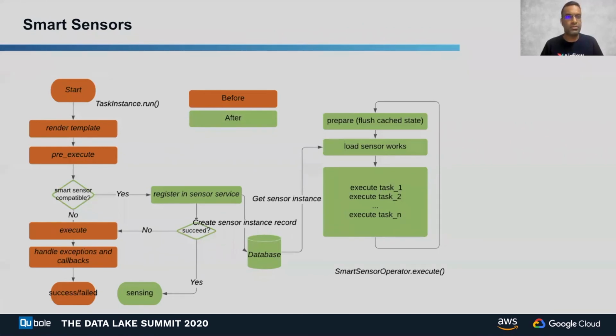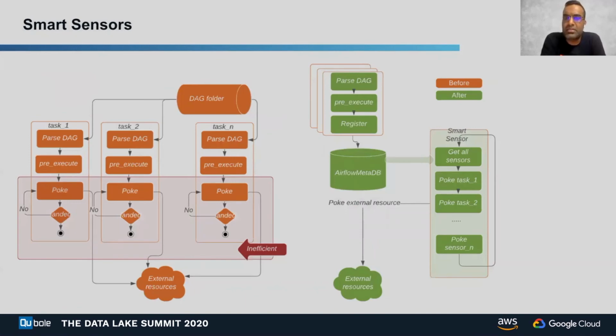If you look at this orange one, it shows the before. It basically does start, render template, then pre-execute, and then it will do execute, and it will wait until it succeeds. But if it is smart sensor compatible, each of these sensors has an attribute, something like smart sensor compatible or not. If they are compatible, then they register into the sensor service, which is basically a database. They serialize and register into the database, and then this green one is what is registered in the database.